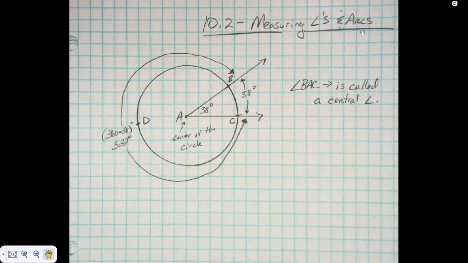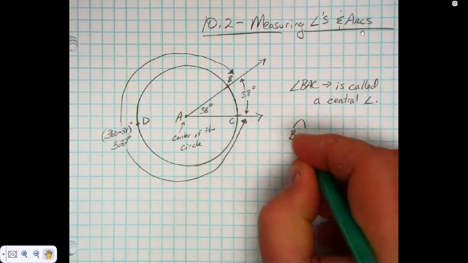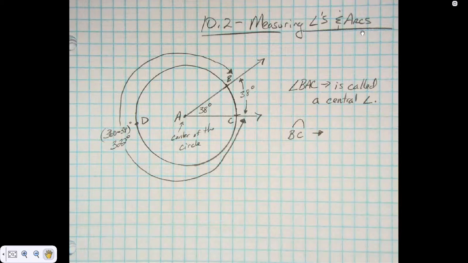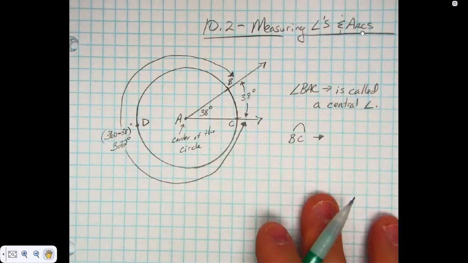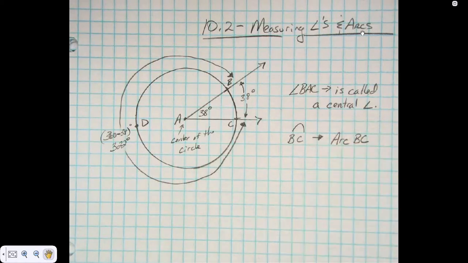Why do you think it's called a central angle? Because it's in the center. You guys can write this down. I'll freeze it and you can write it down in just a second. Okay? That's called a central angle. What do you think that is? What do you think I'm saying when I say that right there? Arc? Yep. That is arc BC.